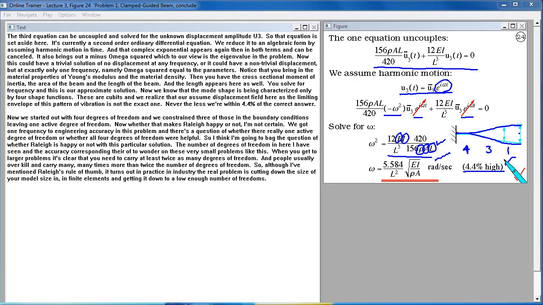The number of degrees of freedom in here I have seen, and the accuracy corresponding thereof, to wander on these very small problems like this. When you get to larger problems, it's clear that you need to carry at least twice as many degrees of freedom, and people usually overkill and carry many, many times more than twice the number of degrees of freedom. So although I've mentioned Rayleigh's rule of thumb, it turns out in practice in industry, the real problem is cutting down the size of your model size in finite elements and getting it down to a low enough number of degrees of freedom.